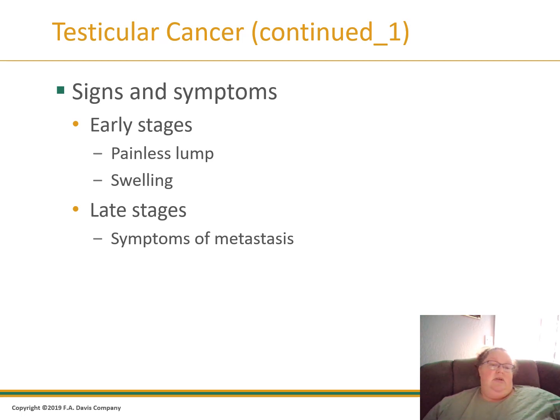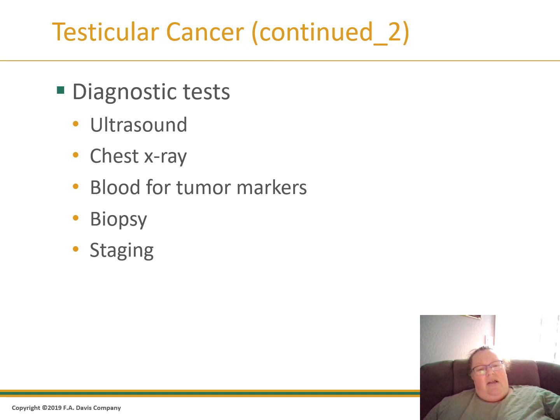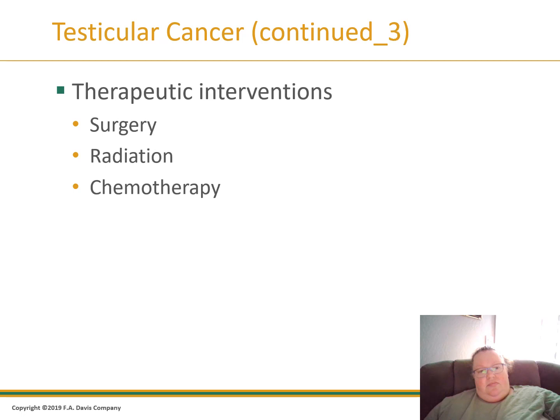Signs and symptoms, early stages: painless lumps and swelling. Late stages are symptoms of metastasis. I hear it's lower back pain and a sense of fullness, basically. Diagnostic tests are ultrasound, chest x-ray, blood for tumor markers, and biopsy and staging. Therapeutic interventions are surgery, radiation, and chemotherapy.